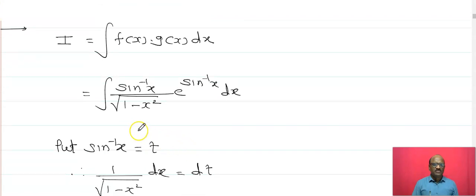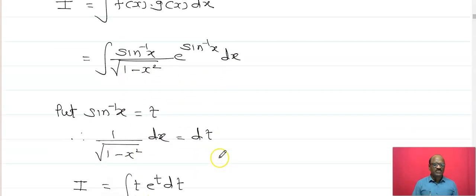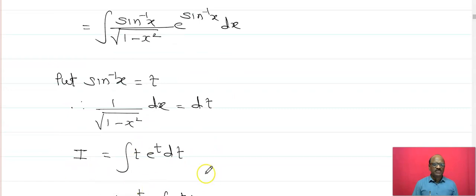What about here? dx upon under root of 1 minus x square, its value is dt. Therefore, I is equal to integral, this is dx upon under root of 1 minus x square is dt.